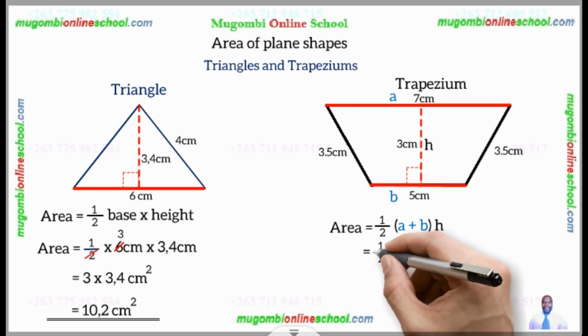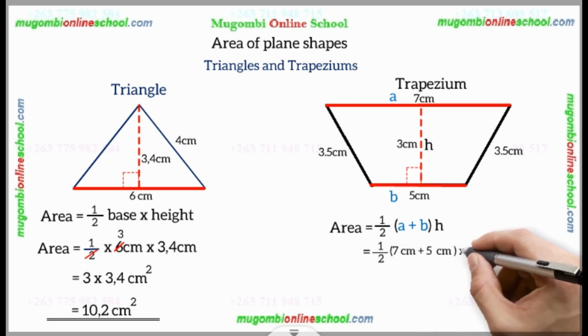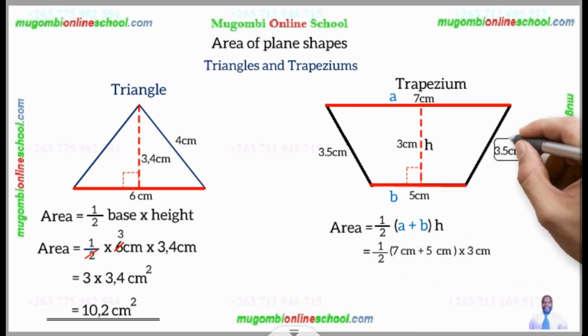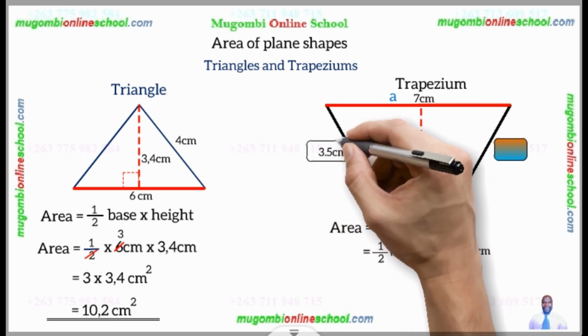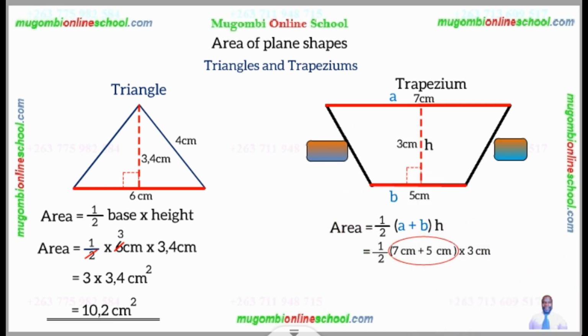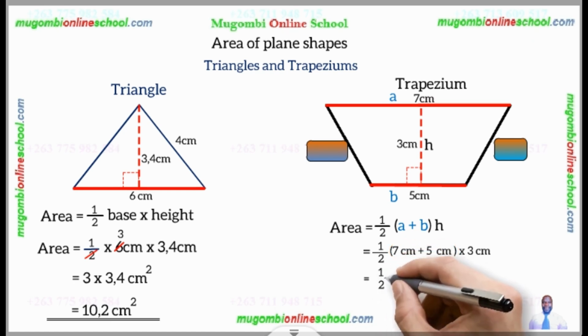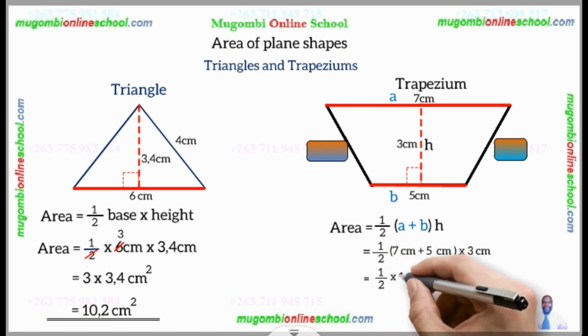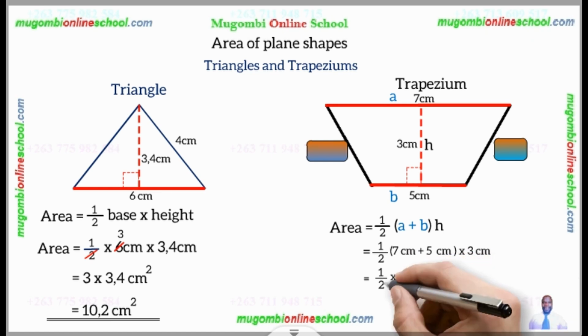Area is equal to half the sum of the parallel sides. 7 plus 5, these are the parallel sides, times 3. But this 3.5 and this one, they are irrelevant. We don't use them. So let us simplify. 7 plus 5, that's 12. So that's half of 12 centimeters times 3.